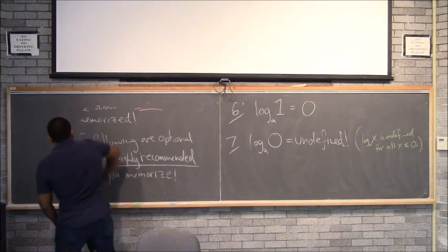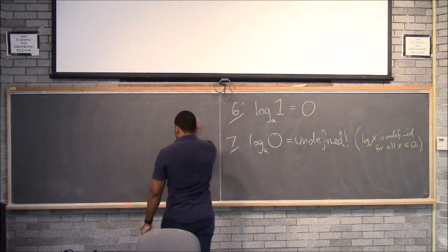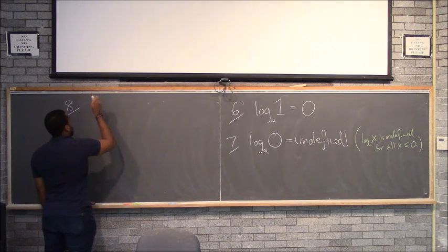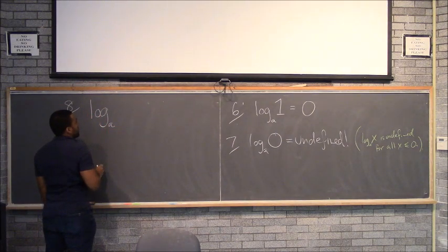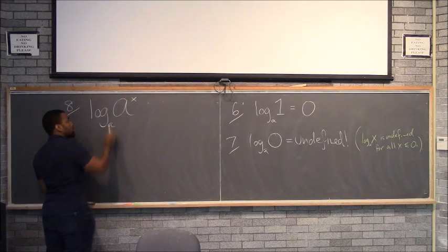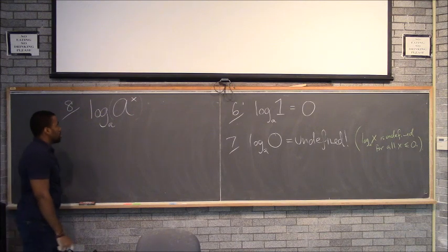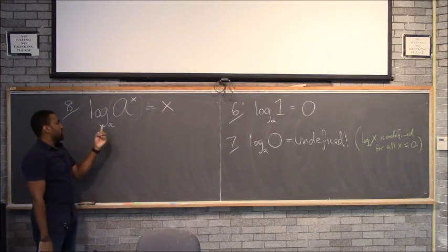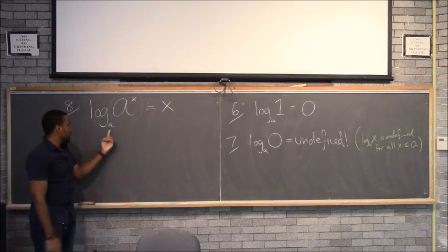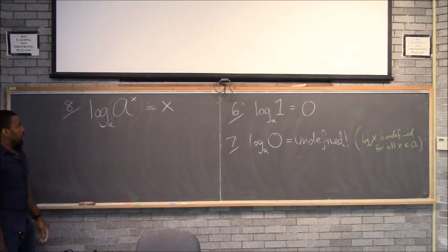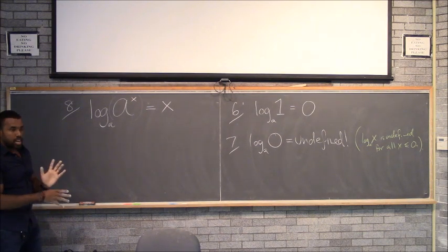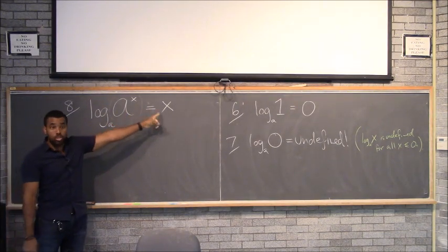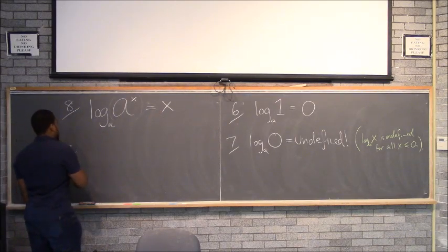Let's look at an 8th rule. Here's one. If I have log to the base a, and I plug in a to the x into that, so you can imagine that there are parentheses. What is that? It's x. What power do I have to raise a to in order to get a to the x? Well, x. A to the x is a to the x. So if I put an exponential inside a logarithm, and they're at the same base, you can kind of think of the exponential and the log canceling each other and giving you the original input. That's easy to see from the definition.